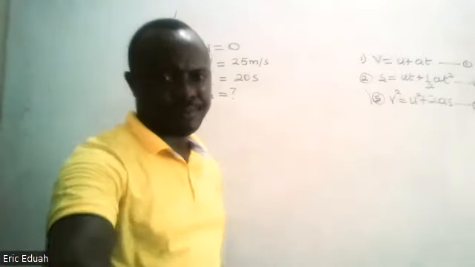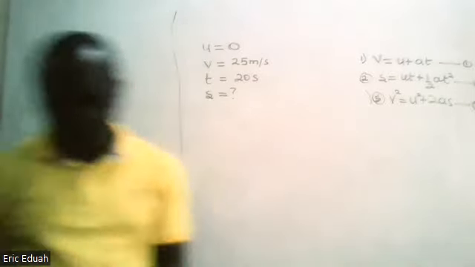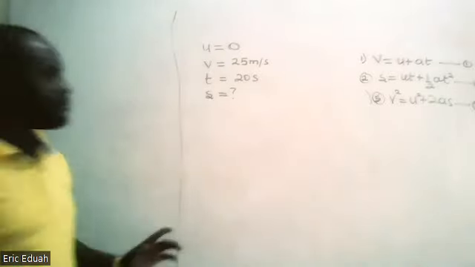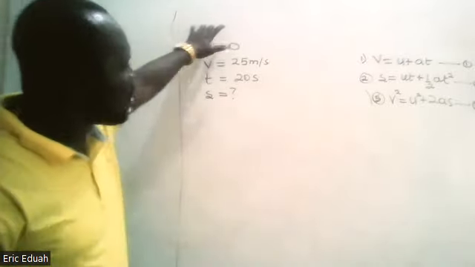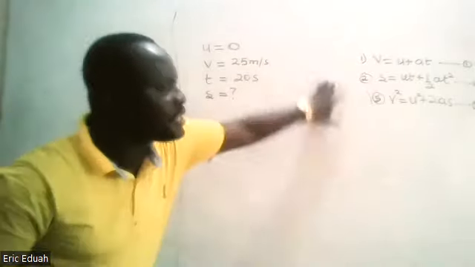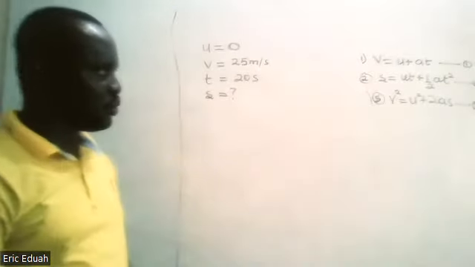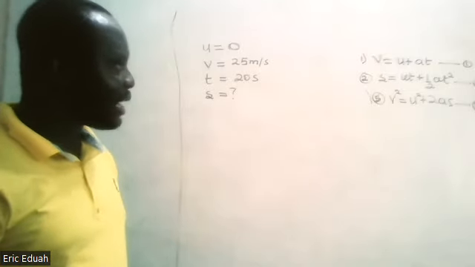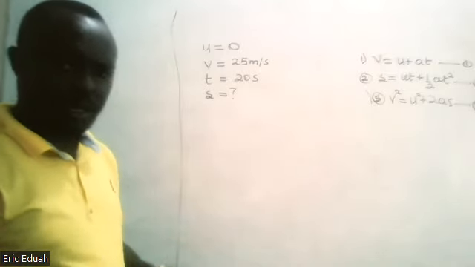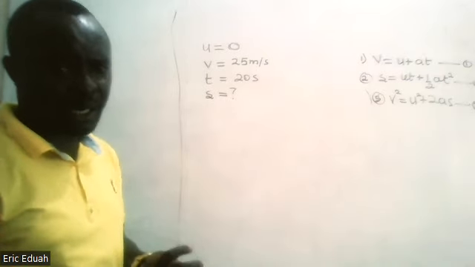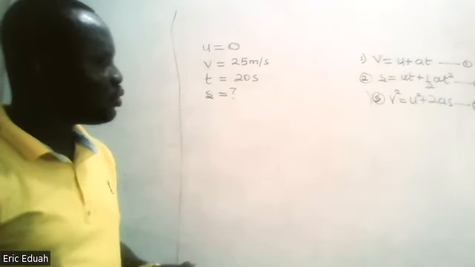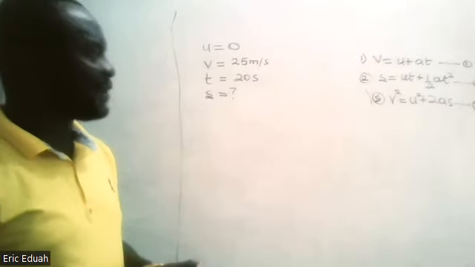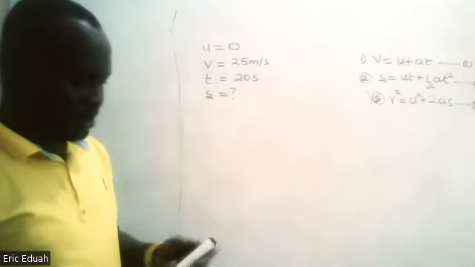In such a situation, you decide based on what you have, which of these equations would help you. Can it be one? No. Can it be two? Yes. Can it be three? No.